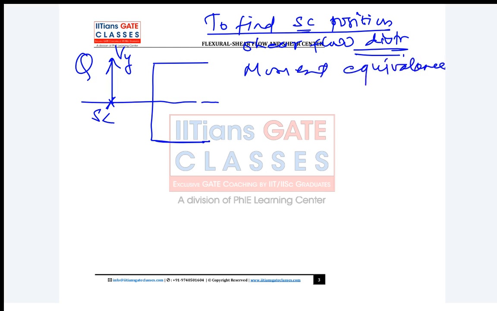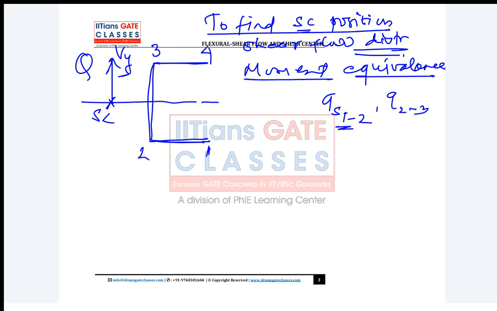What I mean by moment equivalence, about any point on the section. What does moment equivalence mean? See, this shear force, what is the shear flow? This is QS 1 to 2, 2 to 3, 3 to 4 across points 1, 2, 3, 4. So QS 1 to 2, QS 2 to 3 or QS 3 to 4, what is it?